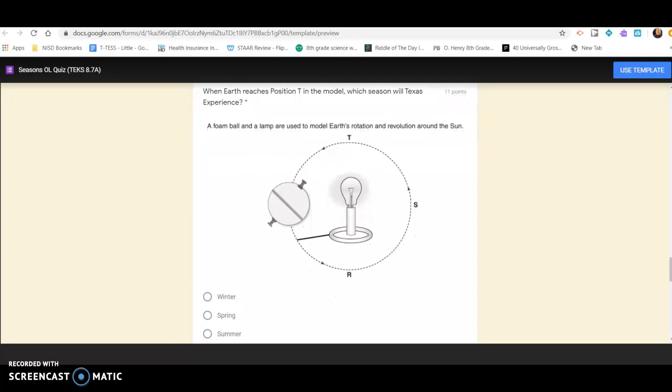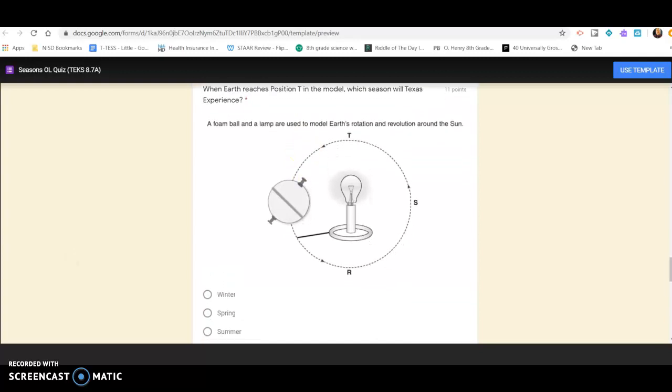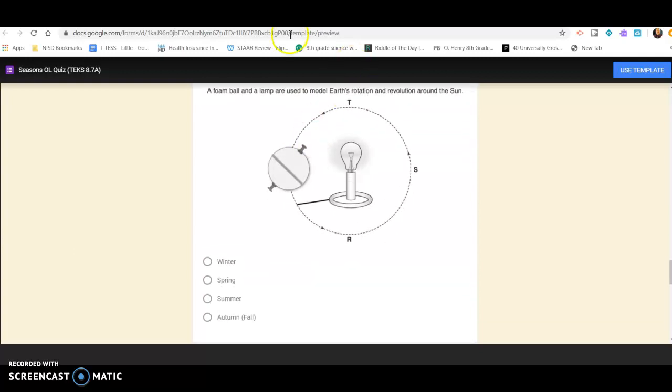Next question. When Earth reaches position T in the model, which season will Texas experience? Again, we're using a foam ball and a lamp that are going to be used to model Earth's rotation and revolution around the sun. So, which season is Texas going to experience when it gets into this position? Remember that we're going in a counterclockwise direction according to the arrows. Is Texas going to experience winter, spring, summer, or autumn, fall?